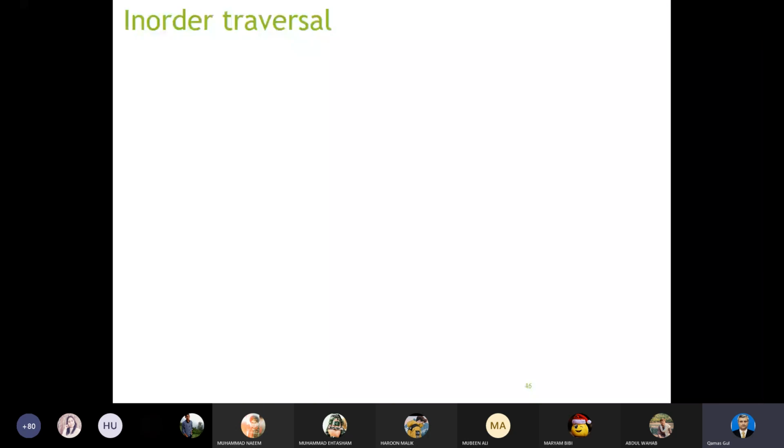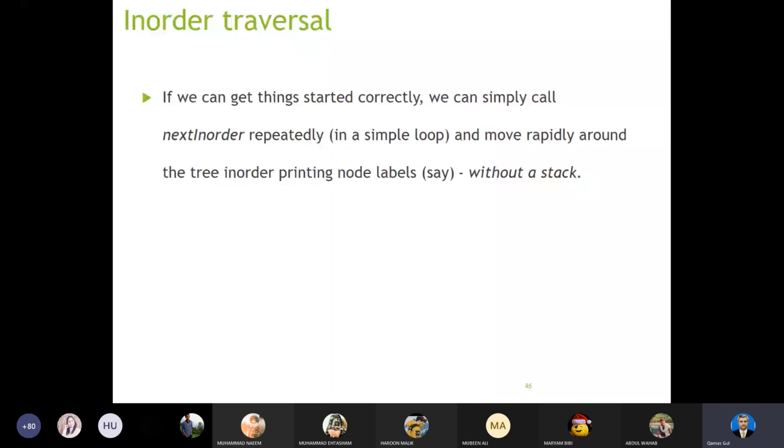So if we can get things started correctly, we can simply call next in order repeatedly in a simple loop and move rapidly around the tree in order printing node labels without a stack.